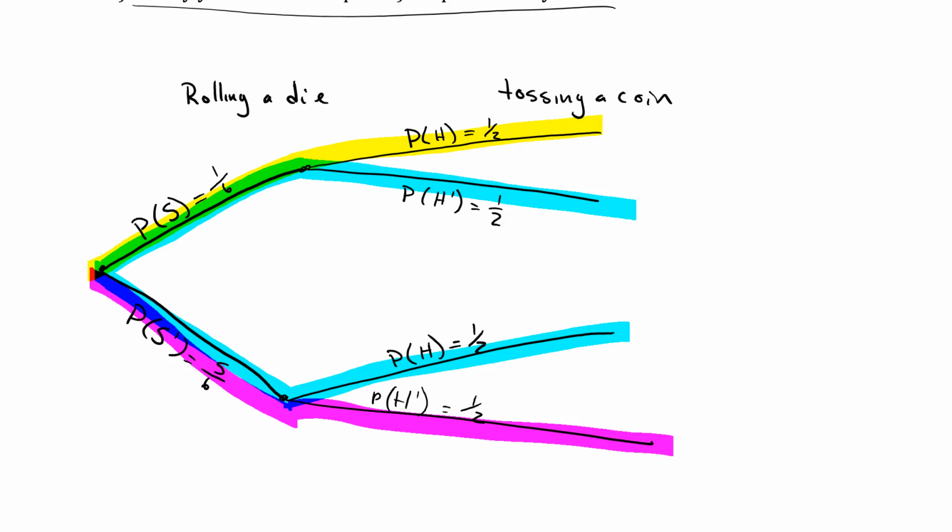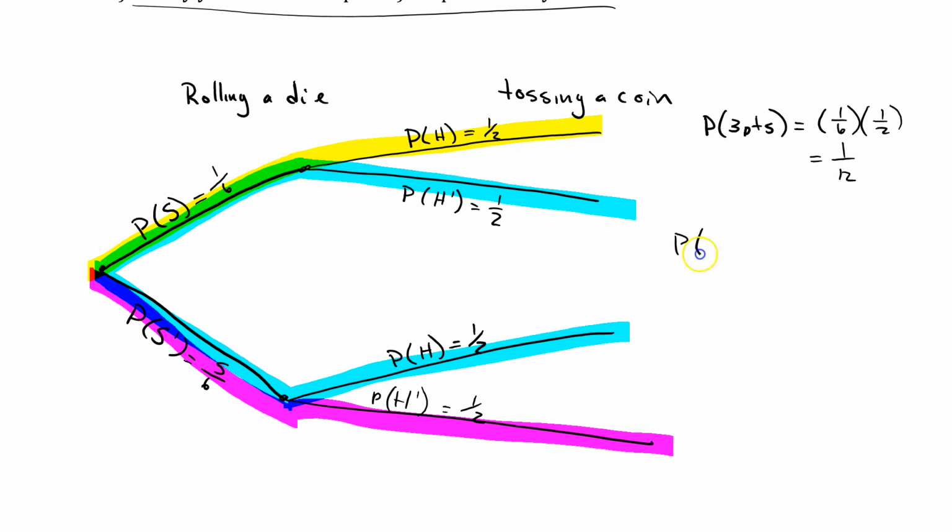So, the probability of 3 points is going to be the probability of rolling a 6 times the probability of tossing heads. It's going to be 1/6 times 1/2, which is 1/12.